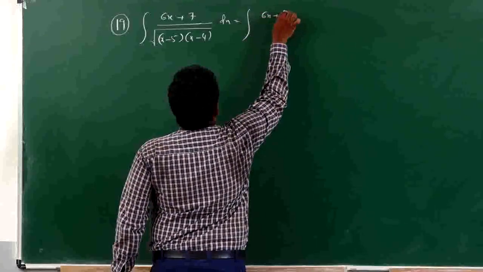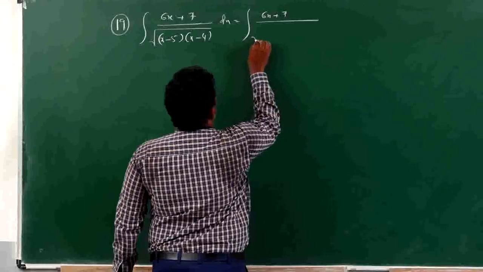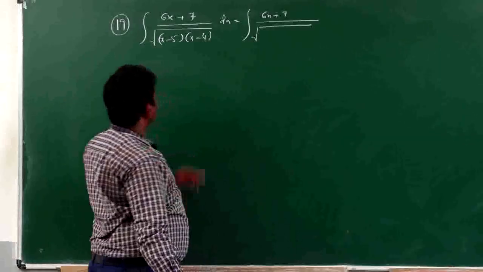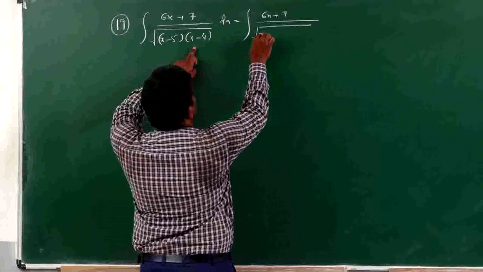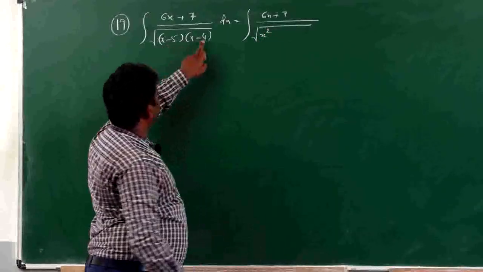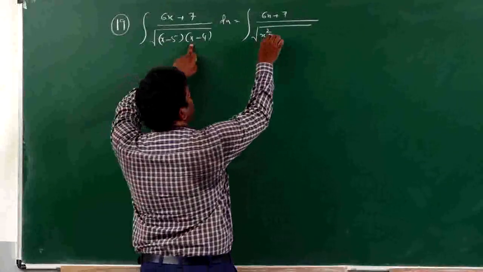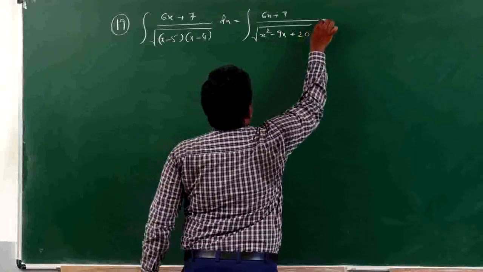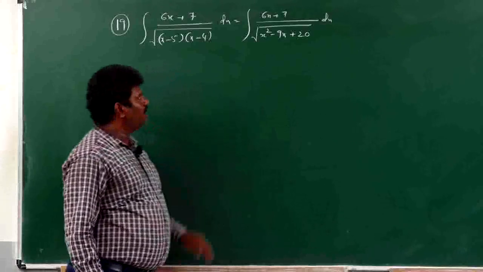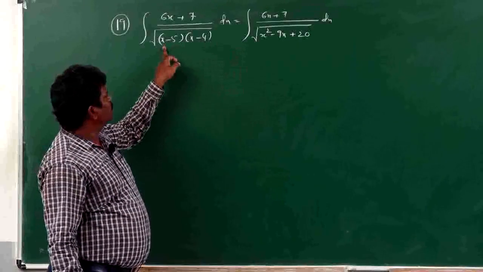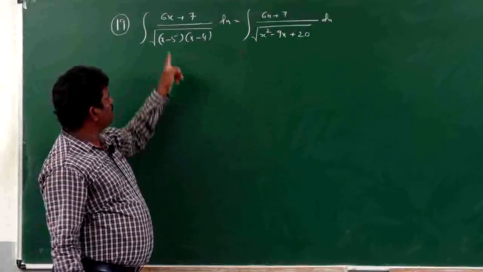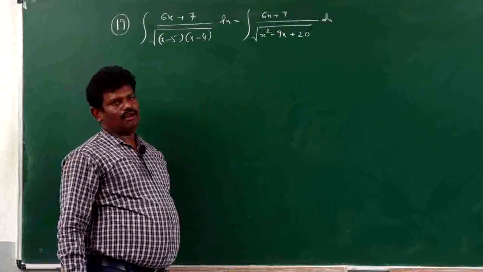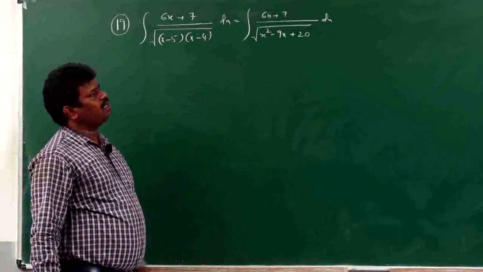So (6x + 7) divided by square root of, how much here, x into x, x squared, minus 4x, minus 5x, minus 9x. So 5 4s are 20. Okay? Correct there? x into x, x squared, minus 4x, minus 5x, minus 9x, plus 20. Now again if you get this same model, but root there here.